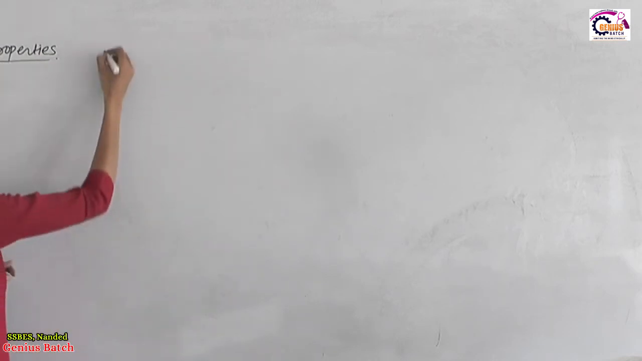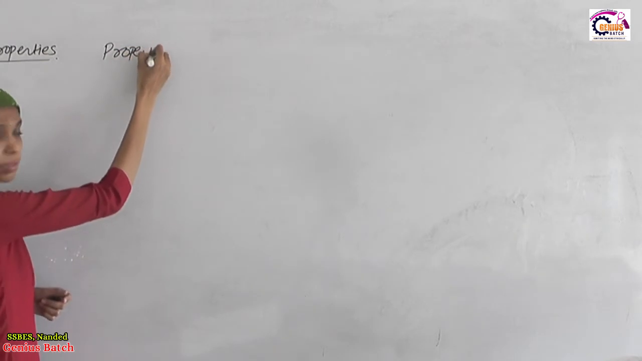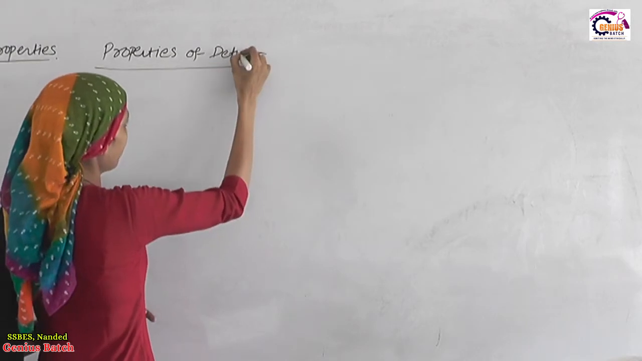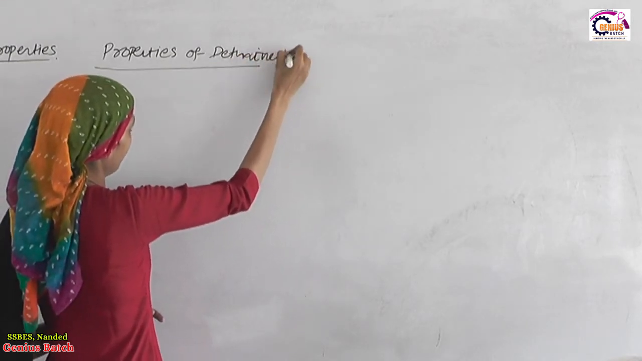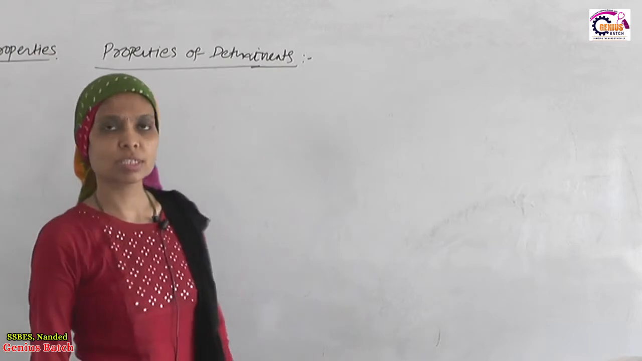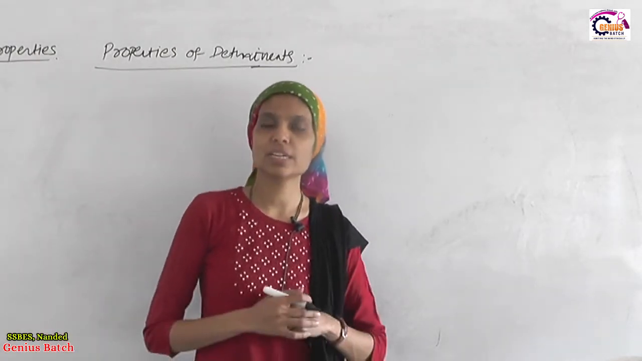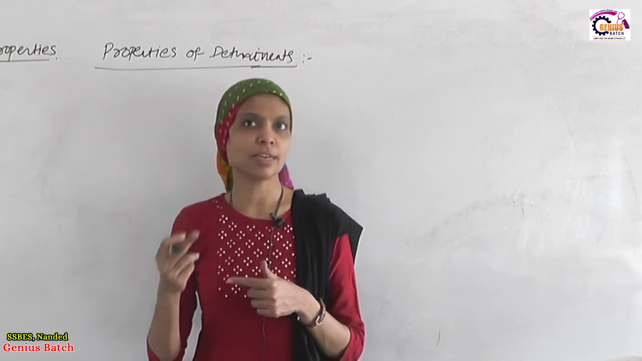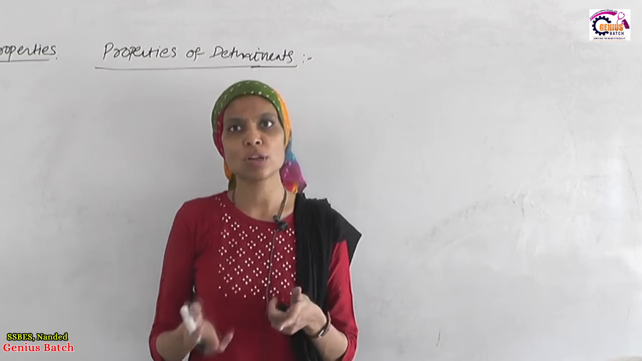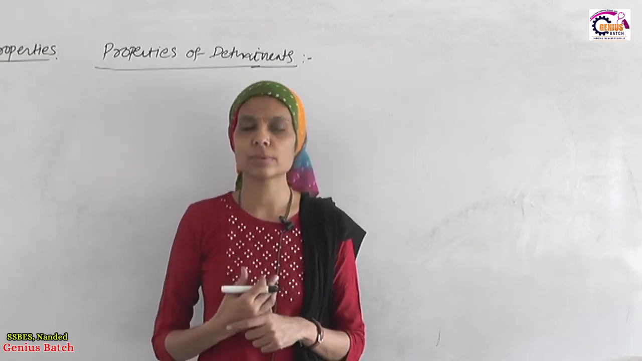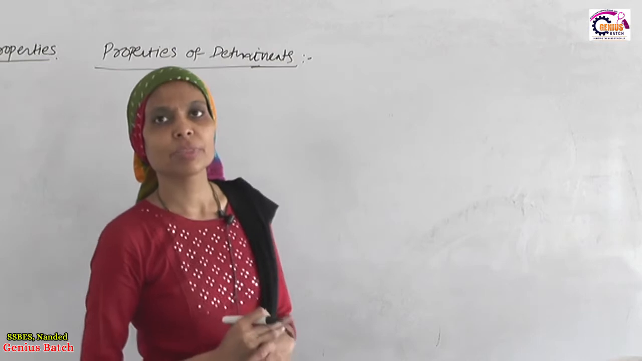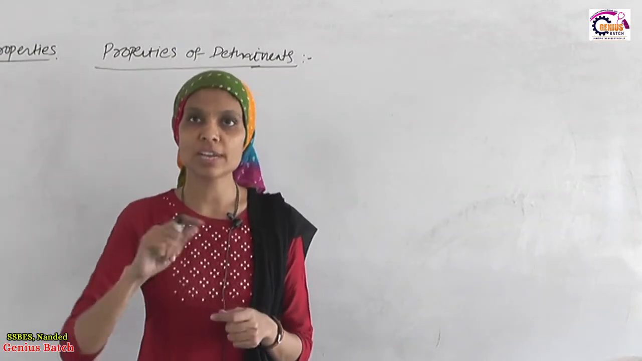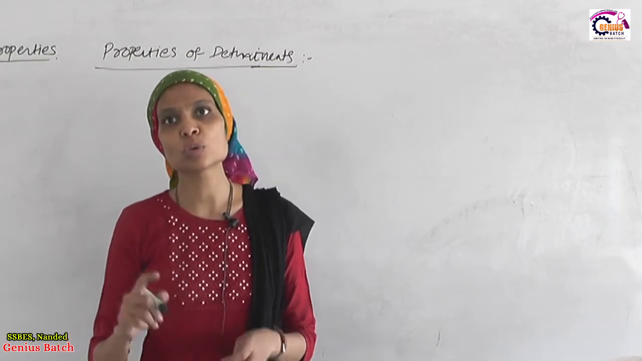Properties of determinants, this we are going to discuss. One property we have already studied in the last video, that the sum of products of elements and their cofactors of any row or column is equal to the value of the determinant. In a matrix, if you take the sum of products of elements and their cofactors, it will be equal to the determinant of that matrix.